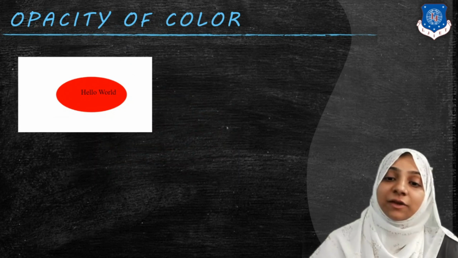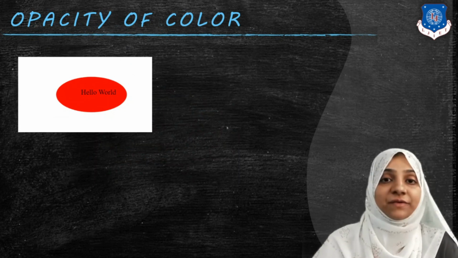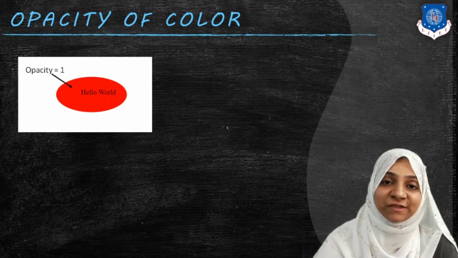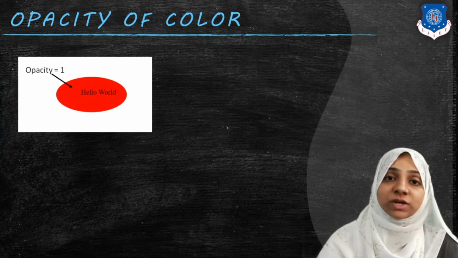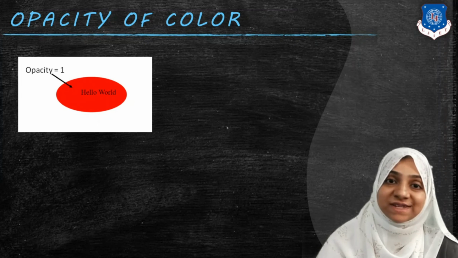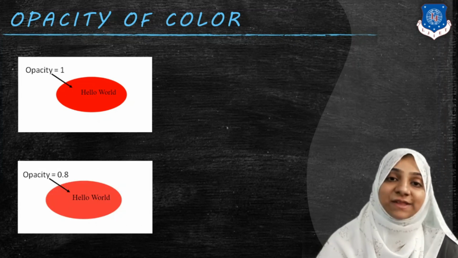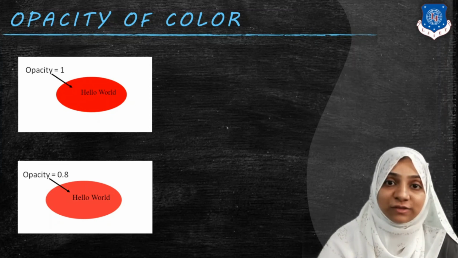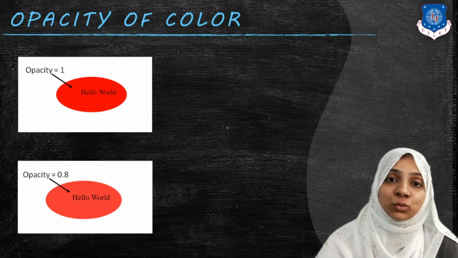Next, we will see the opacity of color. So whatever color that we have filled or rendered an element with by default has opacity equal to 1. Opacity is referring basically to the transparency of a color. So if we are not setting its opacity, it is by default 1. That means the color will be completely solid.